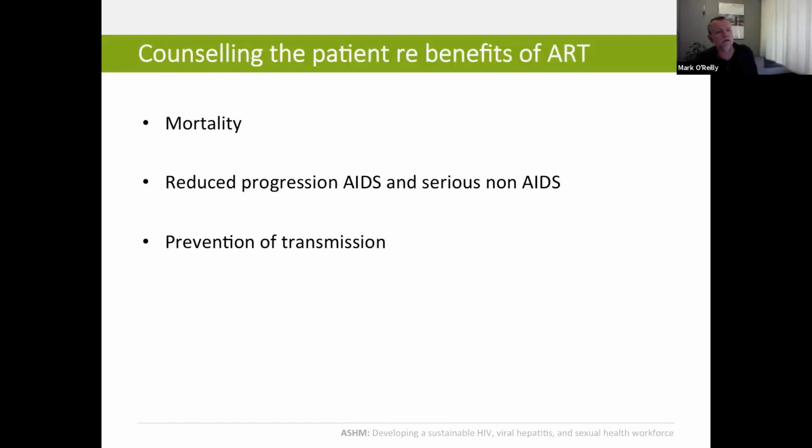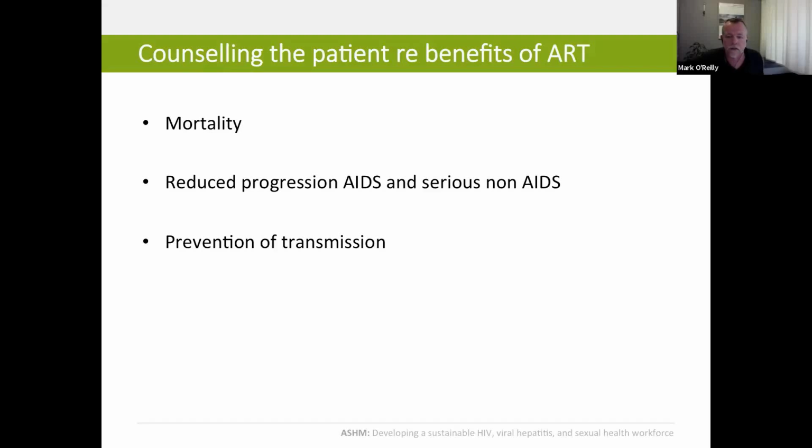So when you're discussing the benefits of starting antiretroviral with the person newly diagnosed, it's important to focus on a number of things. So the first is mortality. We know that commencing antiretroviral therapy increases one's life expectancy, and we'll talk a little bit more about that shortly, but essentially many people living with HIV who now are on treatment will live a normal to near normal life expectancy. It's important to know that being on antiretroviral therapy also reduces progression to AIDS.